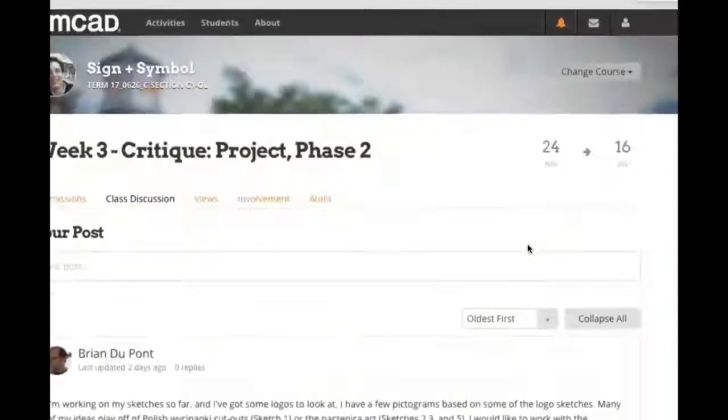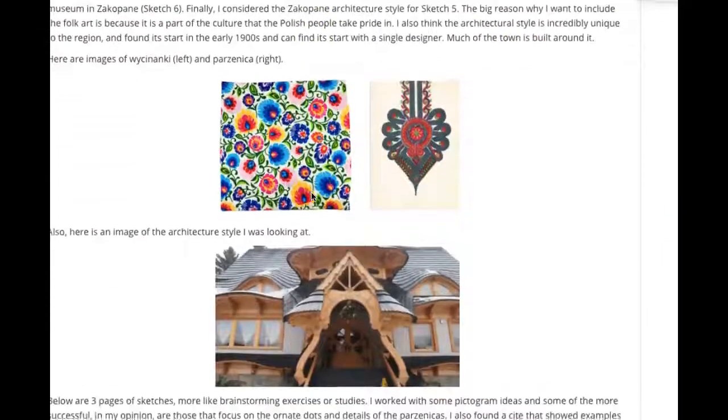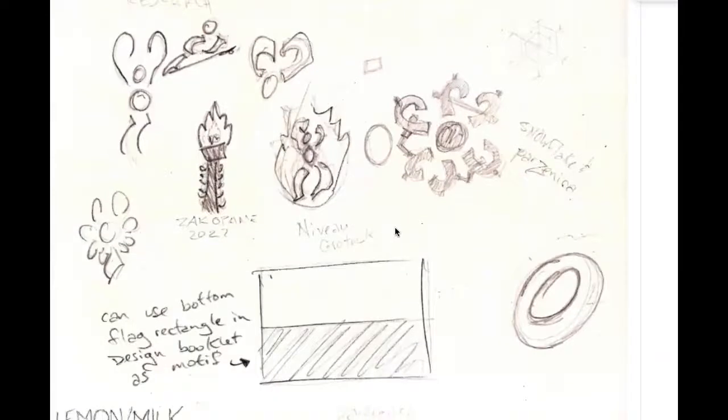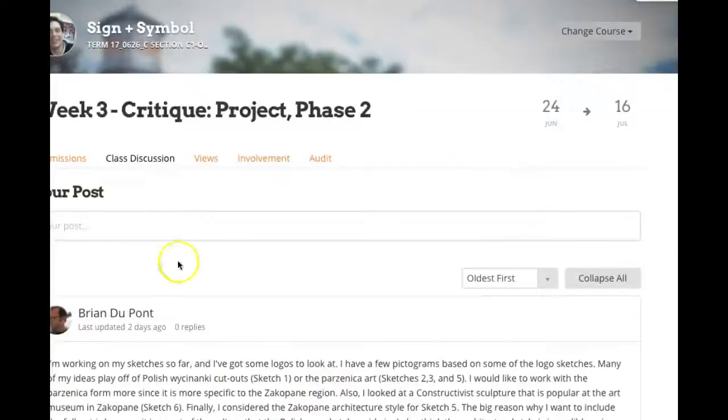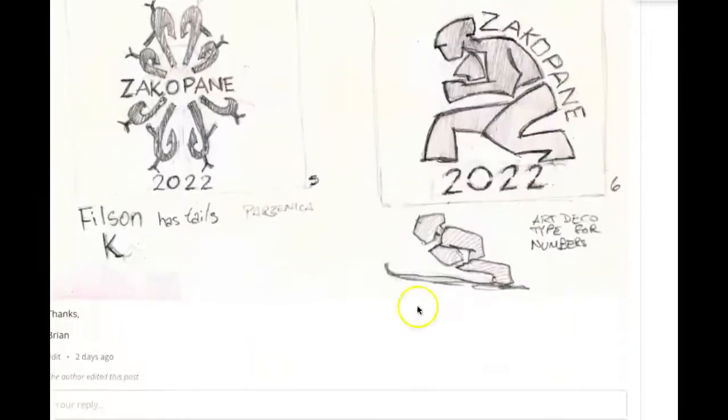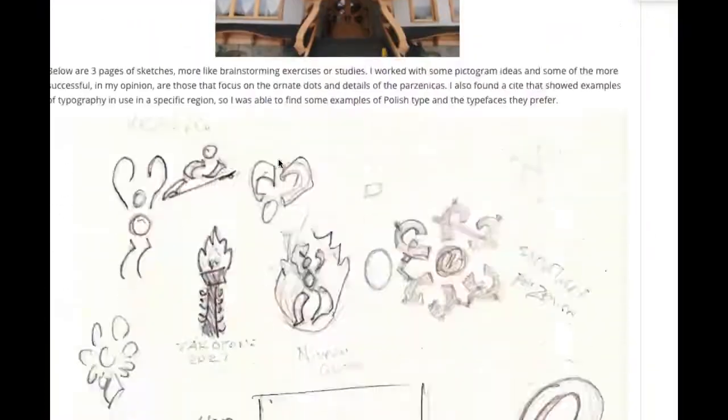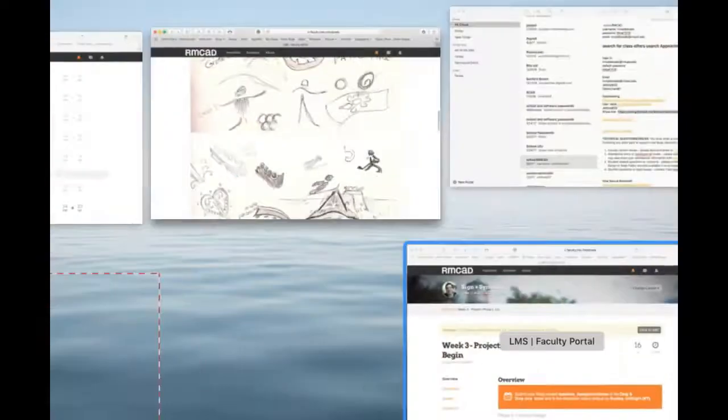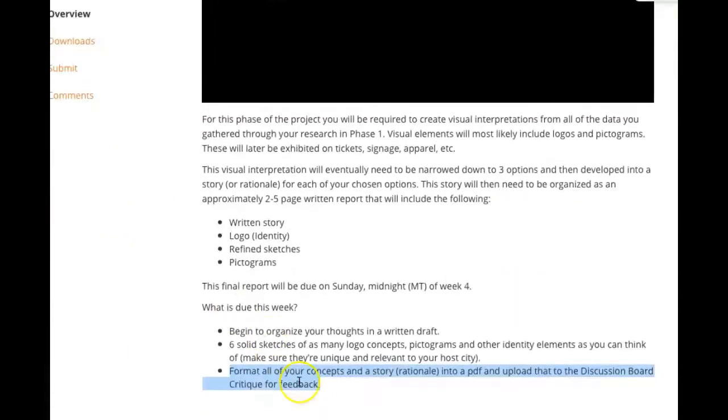Okay, and in closing, the last thing I would like you to do is to present this in a PDF so we don't have to keep scrolling up and down and back and forth. And plus, think about how long this is going to be if everybody posted pages and pages and pages of sketches like this. Boy, we'd be scrolling for days. Okay, and plus over here it does say that you want to format all your concepts and a story rationale into a PDF and upload that to the discussion board critique for feedback.